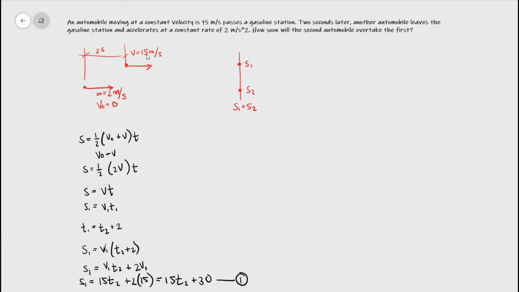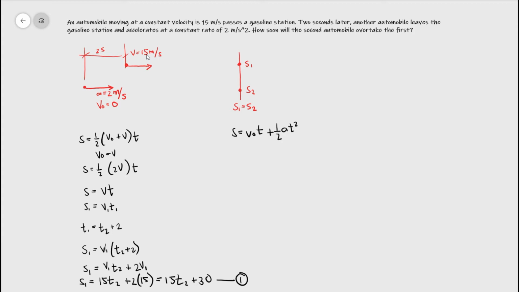Now, for the second equation, here we have two unknowns, s sub 1 and t sub 2. Therefore, we need another equation to solve the problem. From the second automobile, let's say using this kinematic equation, we have S is equal to V0 t plus 1/2 a t squared. Okay.